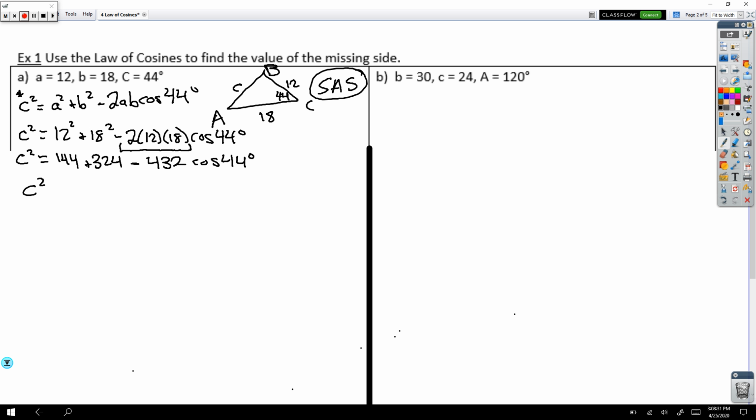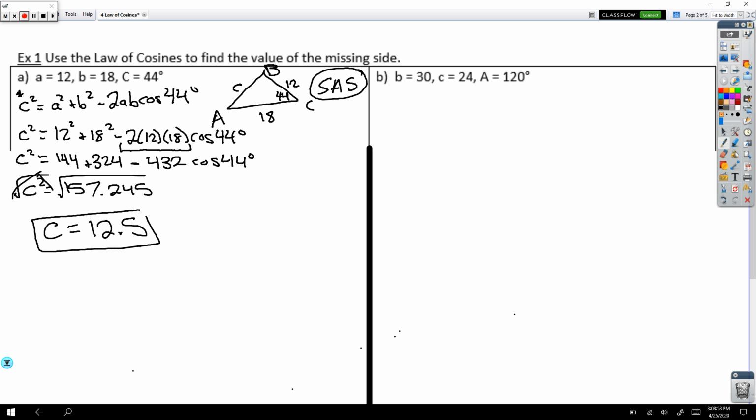So adding up these things here, 144 and 324, and then subtracting 432 times cosine of 44 leaves me with 157.245. Now to get C by itself, I'm going to square root both sides. So we get C equaling approximately 12.5 after rounding. Alright. So if you want to try B on your own, go ahead and pause the video and try it. It's set up the same way.